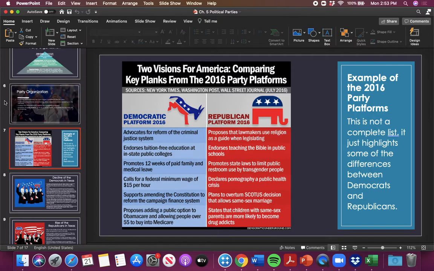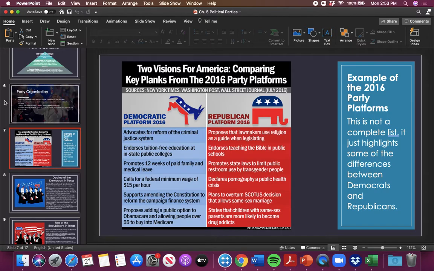And this isn't a comprehensive list. It's just some highlights from 2016. So look at the Democratic side. Advocates for the reform of the criminal justice system, endorses tuition-free education, 12 weeks of paid family leave, increasing the minimum wage, amending the Constitution to reform campaign finance, adding a public option to health care through Obamacare, all that kind of stuff. Now look at the Republican side.